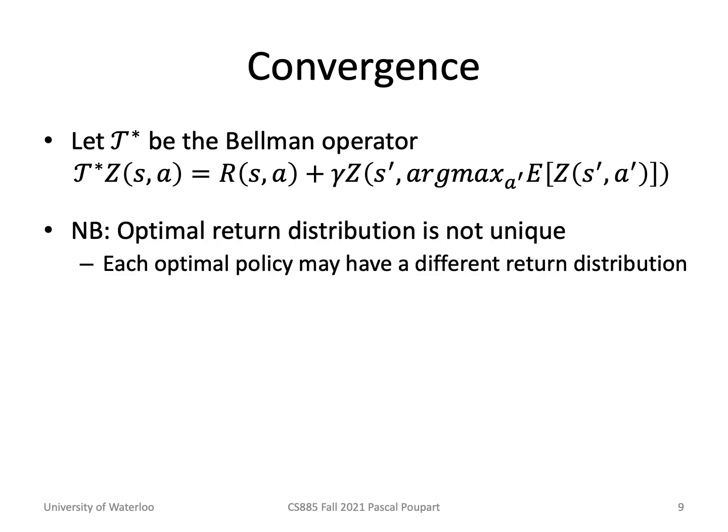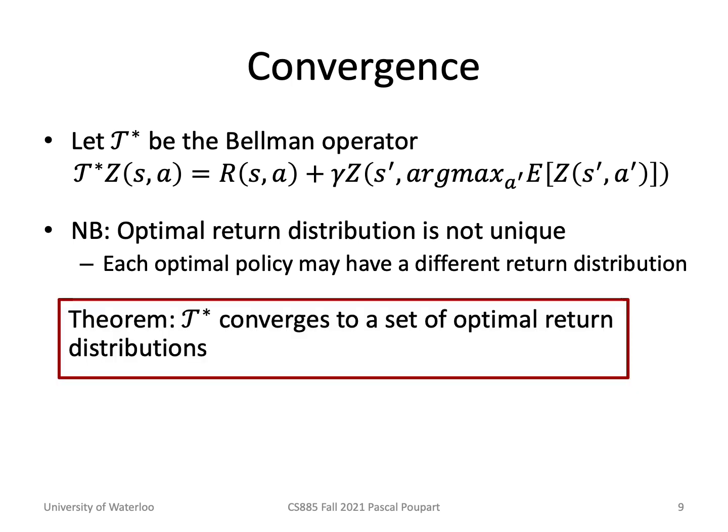And unfortunately, we have a negative result here where we can show that the optimal return distribution is not unique. So what happens intuitively is that we know that there might be several optimal policies, and each optimal policy might have a different optimal distribution. And naturally, even though these optimal return distributions are different, they will all have the same expectation, the same mean that corresponds to the optimal value function. But the return distributions themselves are not necessarily unique.